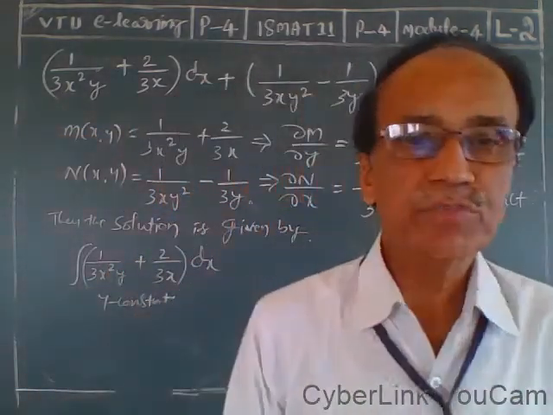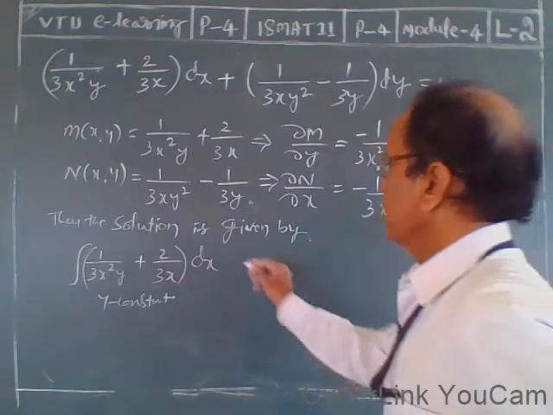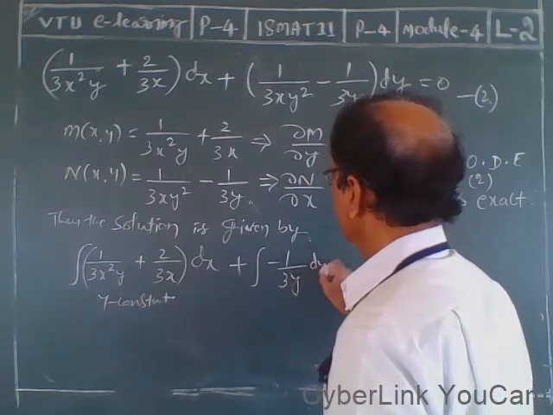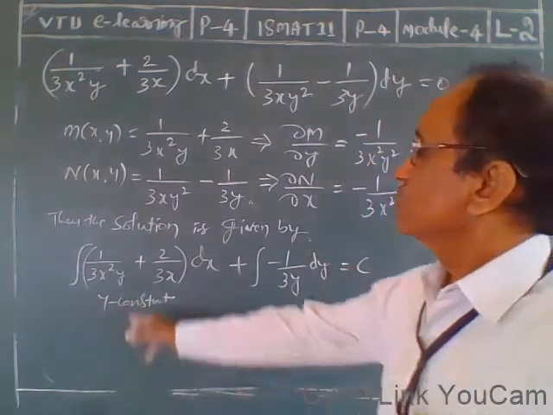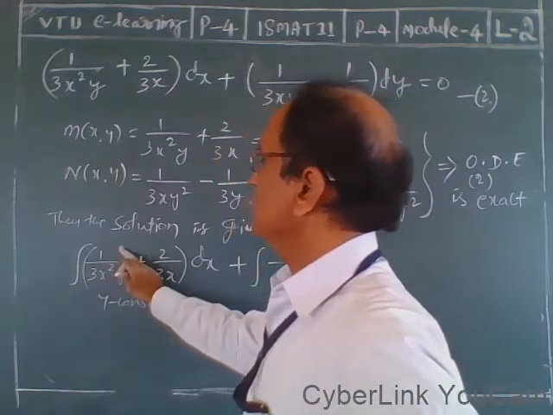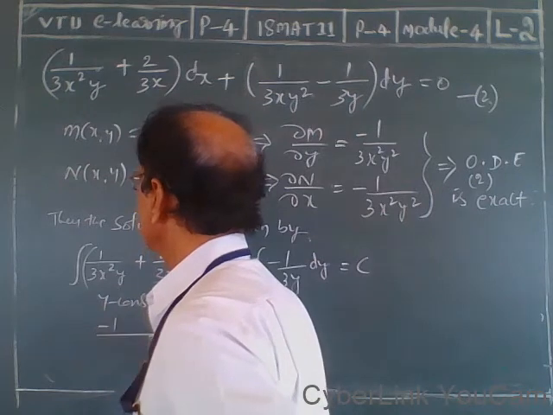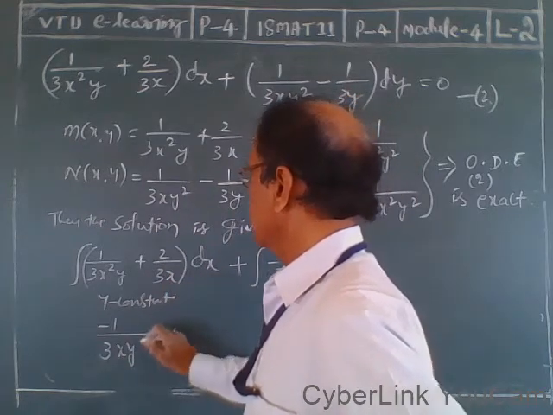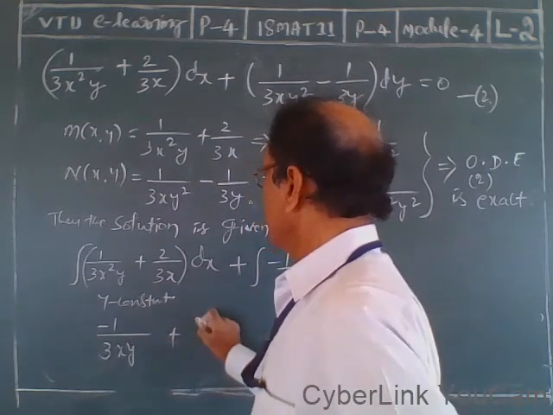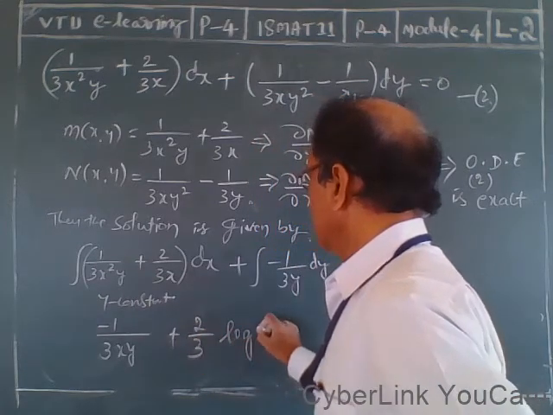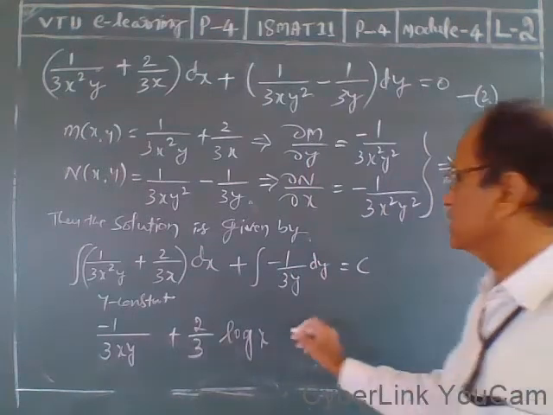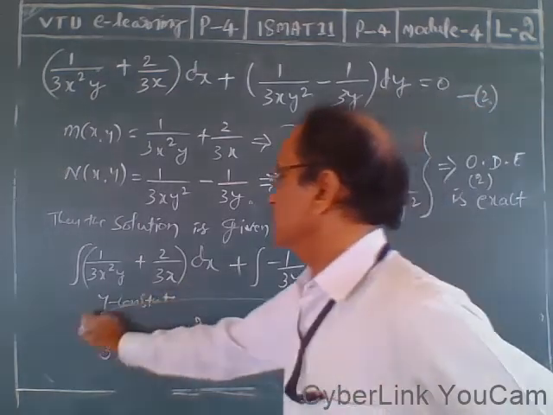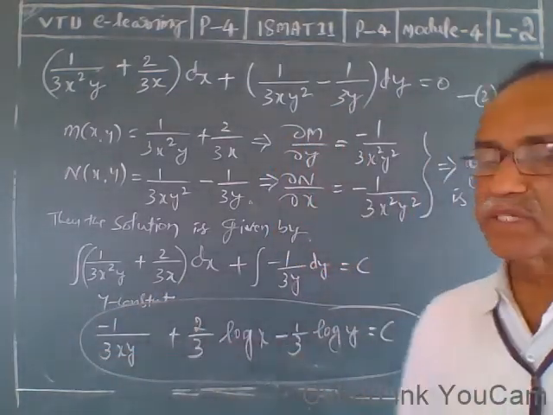According to the exact differential equation procedure, we have to solve the differential equation, plus integration of the terms free from x, that is minus 1 by 3y, dy, is equal to constant. So only with respect to x you have to integrate. Take this term to the numerator, that is minus 1 divided by 3 into x y, and with respect to x means plus, sorry, 2 by 3, and then it is log x, minus 1 by 3 log y is equal to constant. This is the solution as per type 2.